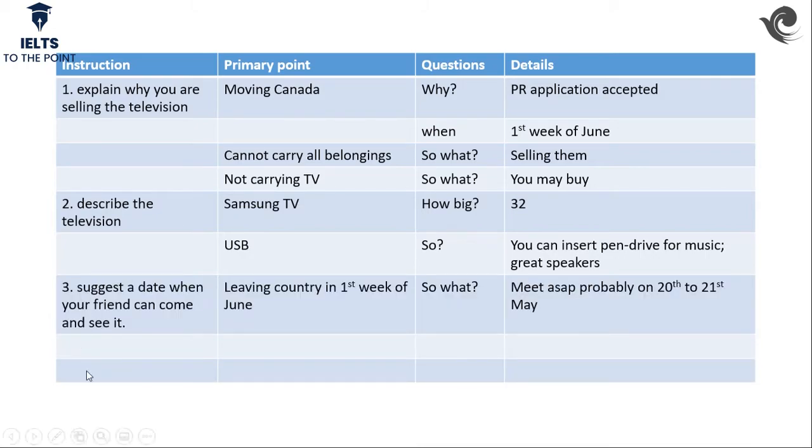Now we'll go to the third instruction. The third instruction is to suggest a date when your friend can come and see it. You can say, I'm leaving the country on the first week of June. So, meet ASAP. Now, ASAP I have put because I was just thinking at that point of time. Don't write ASAP in the actual IELTS letters, because these are not standard acronyms or short forms.